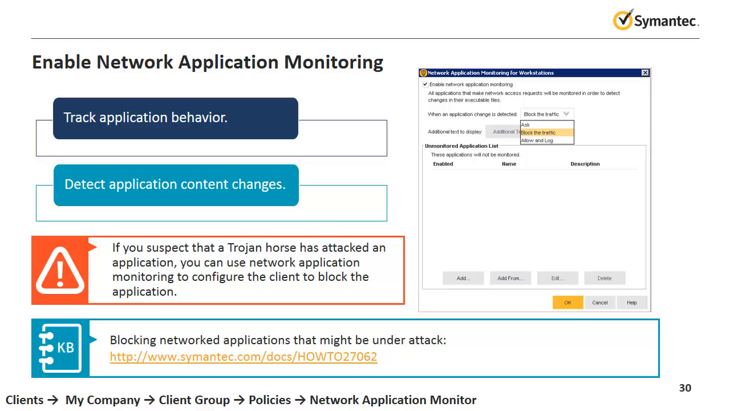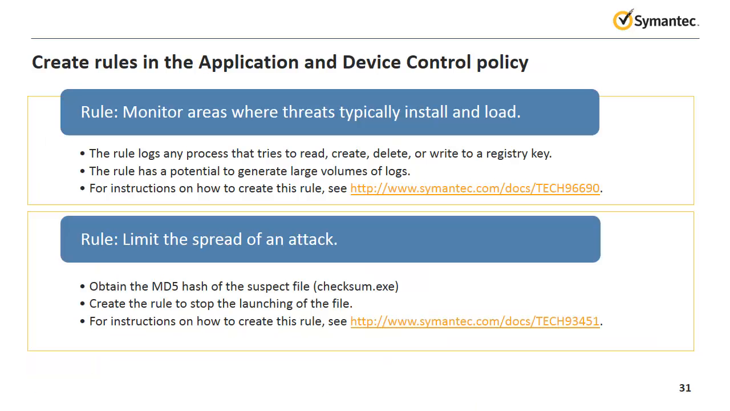You can use this information to create a firewall rule that allows or blocks an application. You can also configure the client to detect and monitor any application that runs and is networked. Network applications send and receive traffic. The client detects whether an application's content changes. If you suspect that a Trojan horse has attacked the application, you can use network application monitoring to configure the client to block the application. You can also set up the client to ask users whether to allow or block the application.